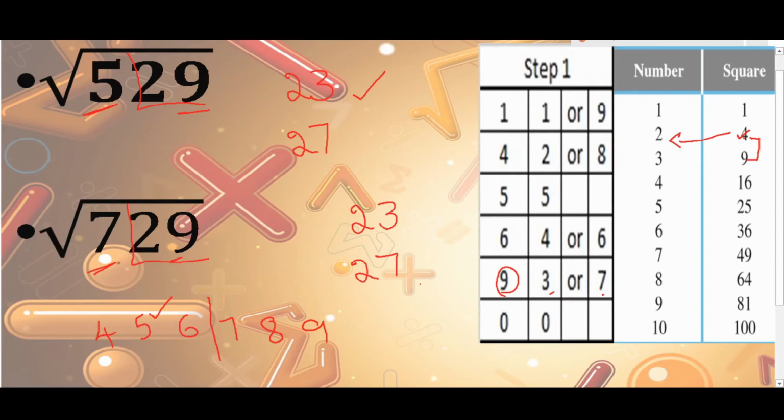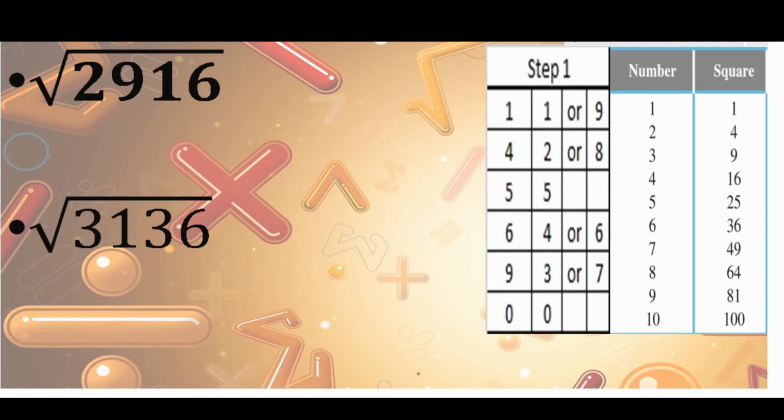So your 7 is lying in the second group. You can see 7 lies in the second group. Second group means you should consider the greater number. The greater number among 23 and 27 is 27. Therefore, the square root of the given number is 27.